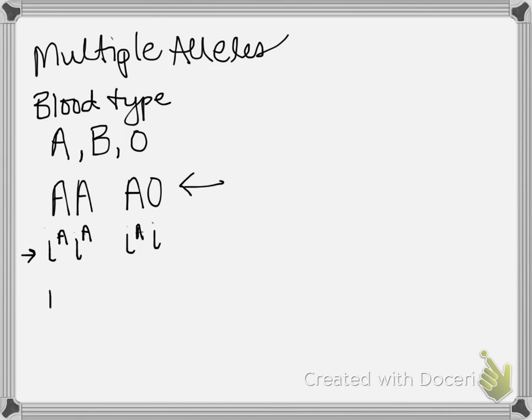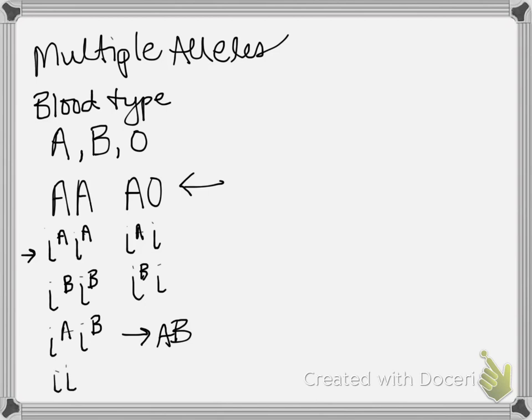To have type B blood, you would have lowercase i superscript B, maybe two copies of that, or you could have this genotype. And then the other option is to have type AB blood. A and B are codominant, remember. So if you ended up with an allele for A and an allele for B, you would end up with type AB blood. And then the other option, again, is type O blood, where we have no superscript letters. This would be the recessive, okay? O is recessive to both A and B.